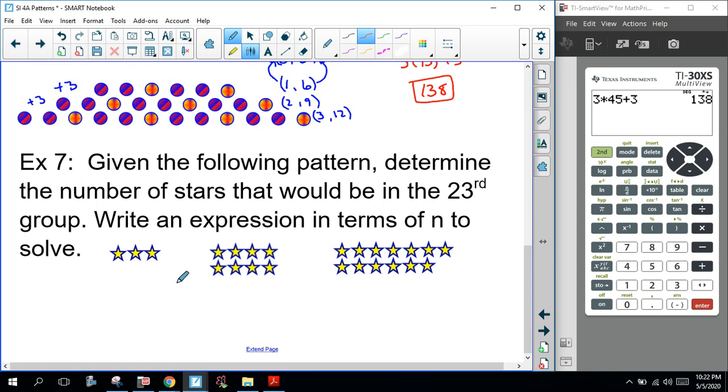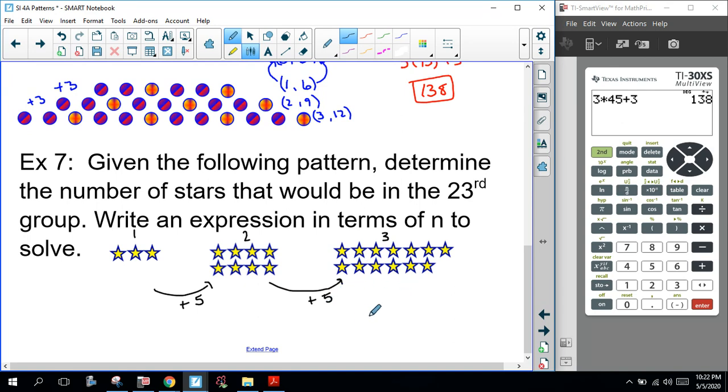All right, taking a look at our final example here. It says, given the following pattern, determine the number of stars that would be in the 23rd group. Write an expression in terms of n to solve. All right, well, what's going on here? Here's my first group, my second group, my third group. In this group, there are 3 stars. In this group here, there are 8 stars, so that is an increase of 5. Well, the 8 stars now jumps up to, if we count those out, there are 13 stars. So that's another increase of plus 5.